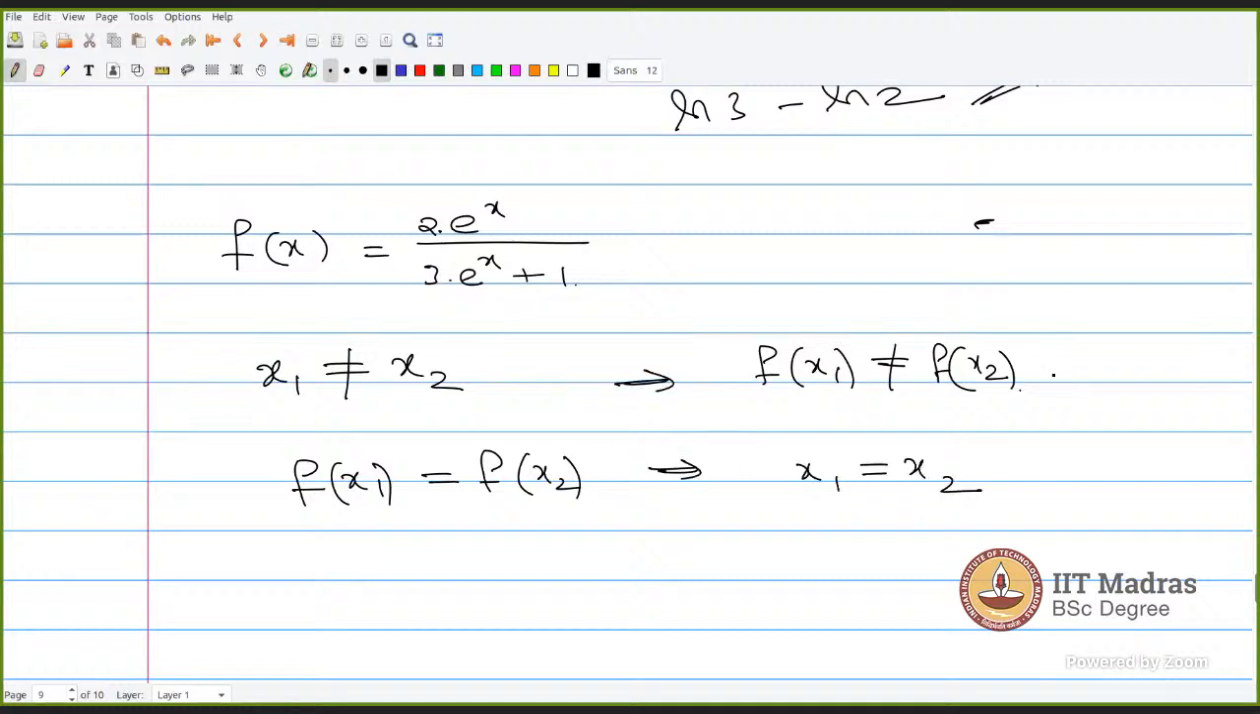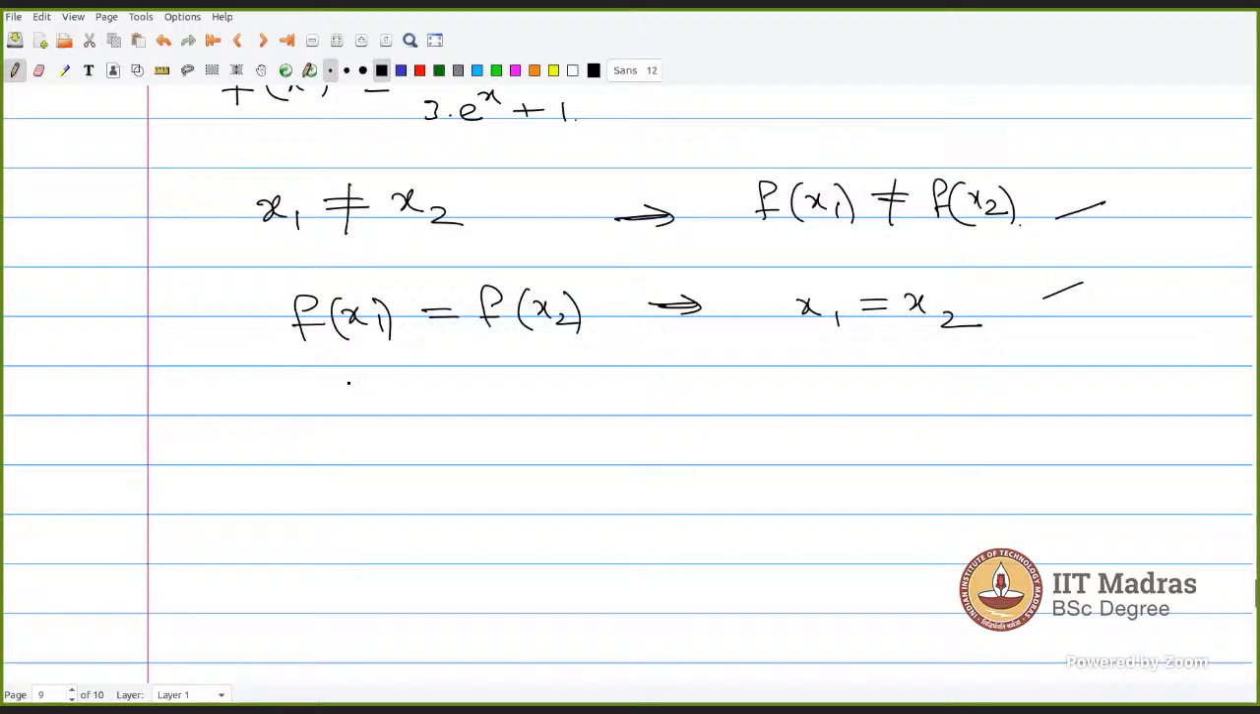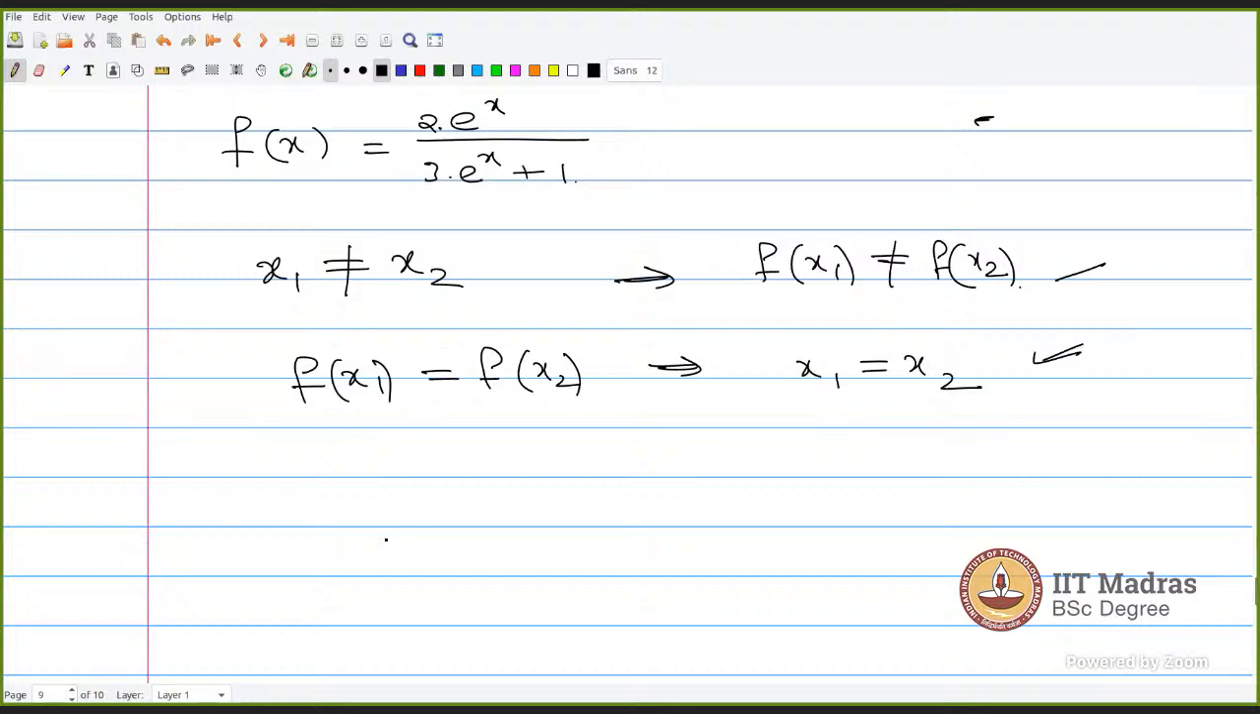So for one-to-one, both the statements are correct. If you know logic, this is just the contrapositive of this. These are contrapositive statements. People who don't know what contrapositive is, just forget about it. Both the statements are the same. Take this, you get this, or take this, you get this. If you get this, then we conclude that it is a one-to-one function. So which one do you want to take? Sir, first one.